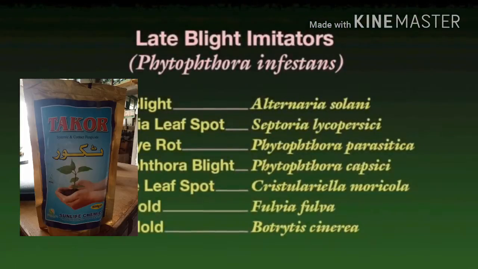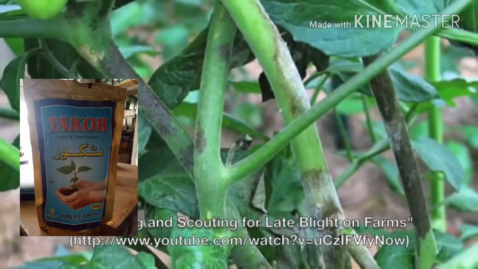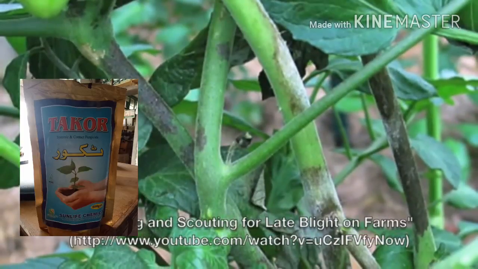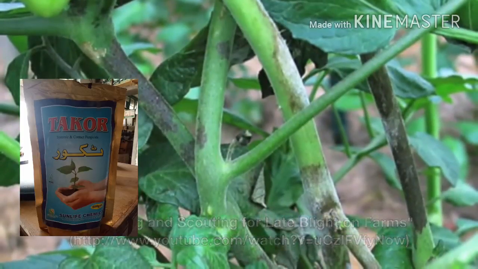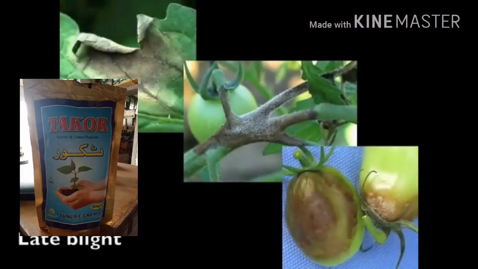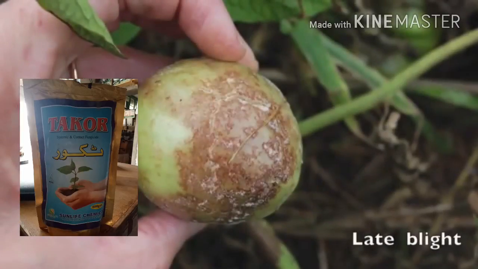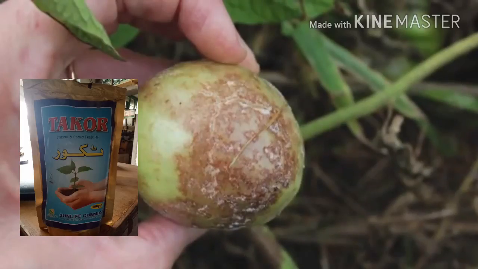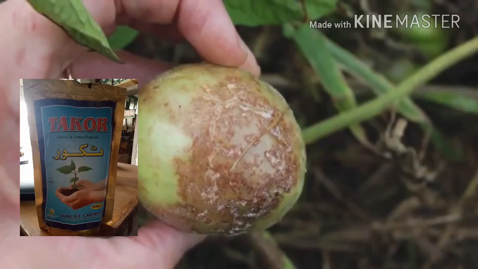Some common imitators of late blight are early blight, septoria leaf spot, and others. In scouting for late blight, see identifying and scouting for late blight on farms. One way that may help distinguish late blight from other diseases is to look at plant parts affected. Late blight can infect leaves, stems, and fruit. Other diseases may only infect the leaves.